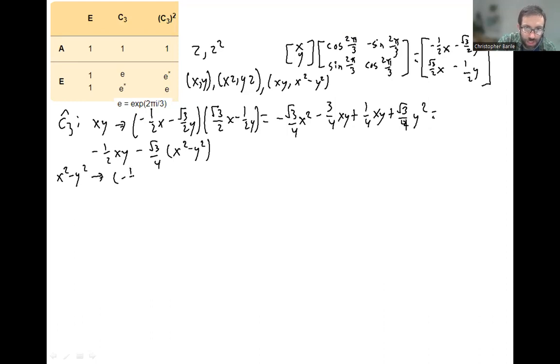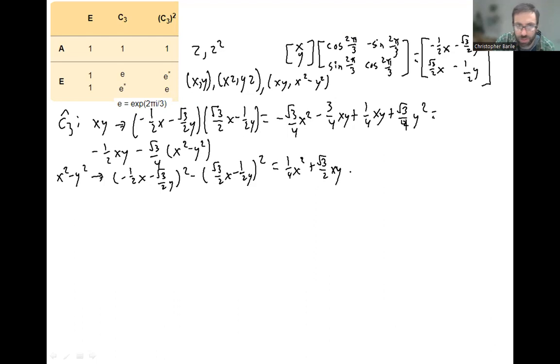And so again, we're going to plug in our transformation for x under C3. And this time we have to square it. And then we have to subtract our transformation for y and square that, right? So we're doing x squared minus y squared. So again, we're going to have to FOIL these things out. That first term there is going to get 1/4 x squared plus root 3 over 2 xy. Basically, we have 2 root 3 over 4 xy's that combine together to give us a root 3 over 2 xy.